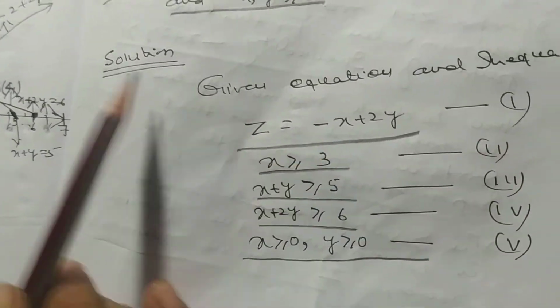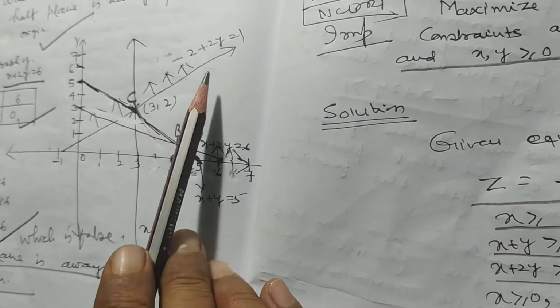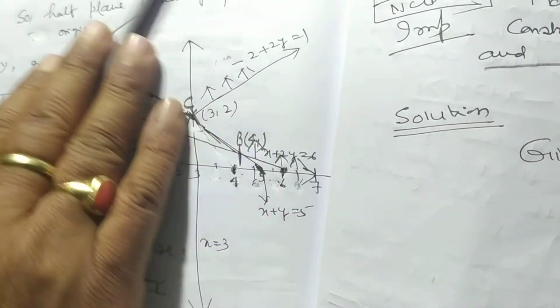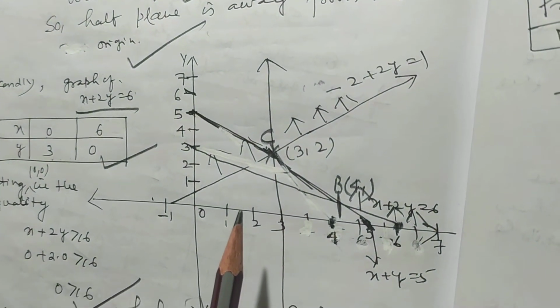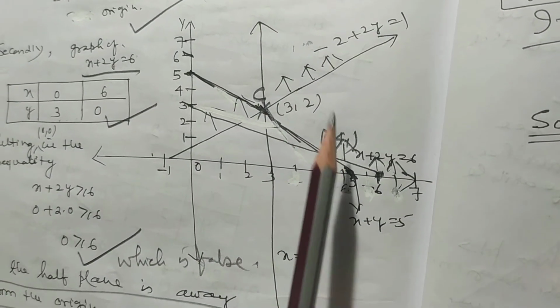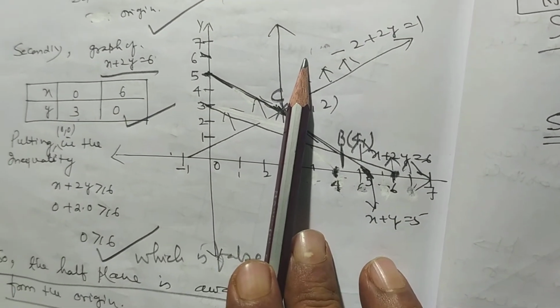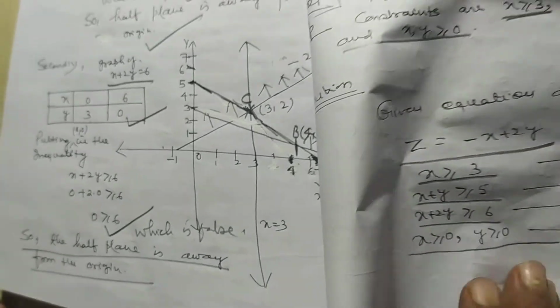Minus x plus 2y greater than 1. Here we want to get the maximum value. So it will lie also on the upward side of the x-axis. Some part of the feasible region is common in the unbounded region.